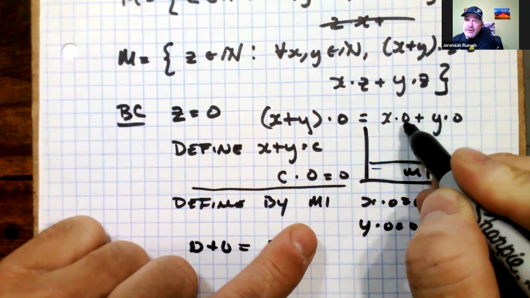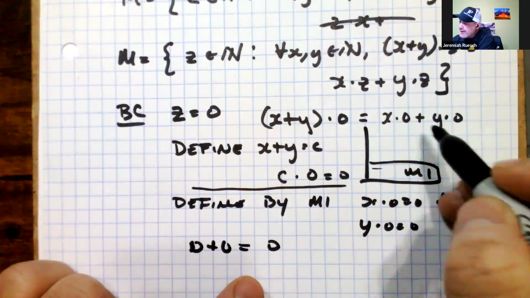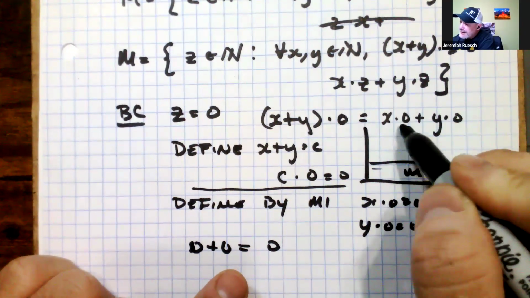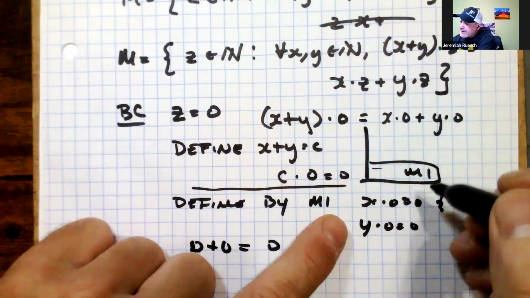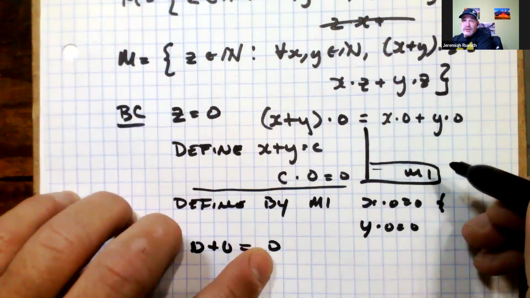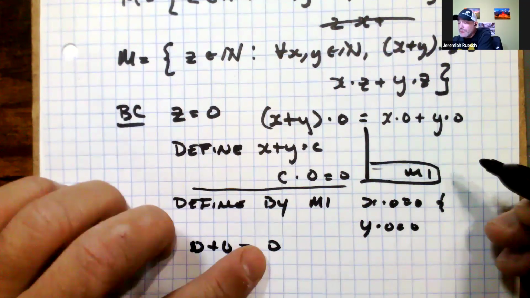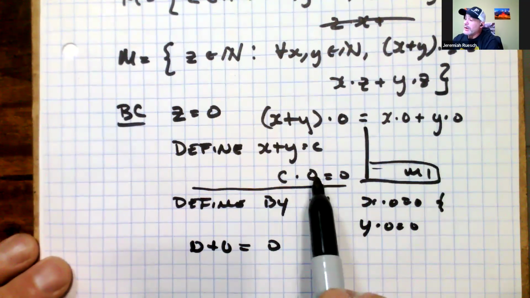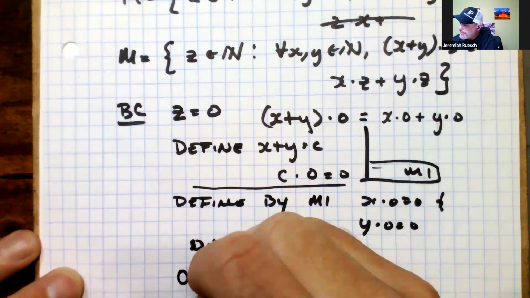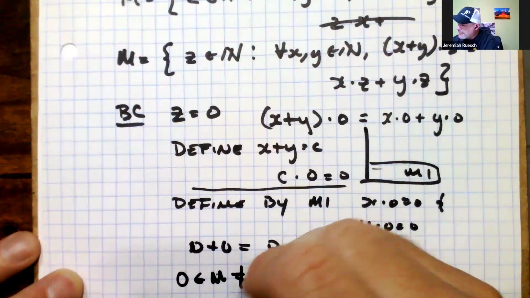And then here I have x times 0 plus y times 0. So what that's saying is I have 0 plus 0 by M1. That's defined by definition, those are equal to 0. So adding 0 plus 0 by A1 means that I'm adding 0 to both, so it doesn't change anything, so it's still equal to 0. And so I've shown equality on both sides. So this shows then that 0 is in M, which is not equal to the empty set.